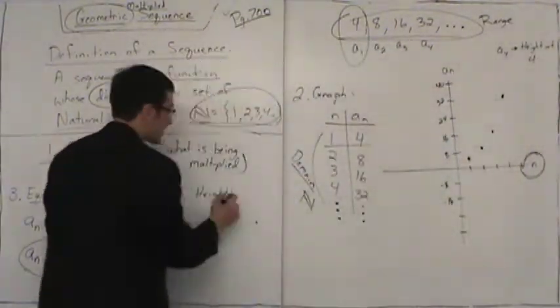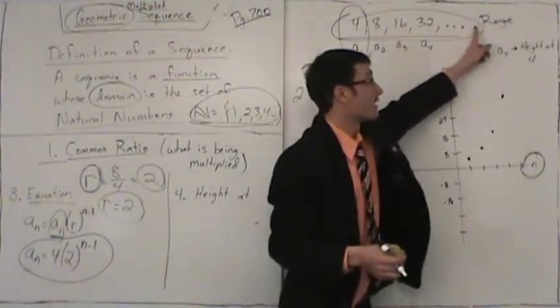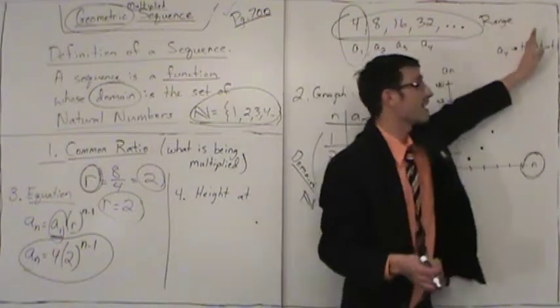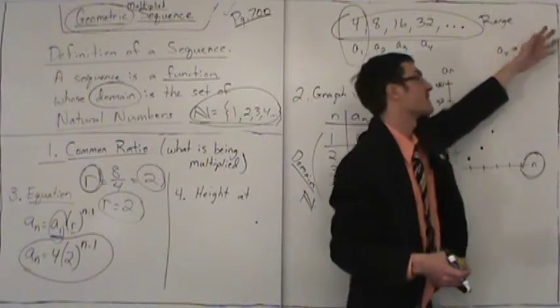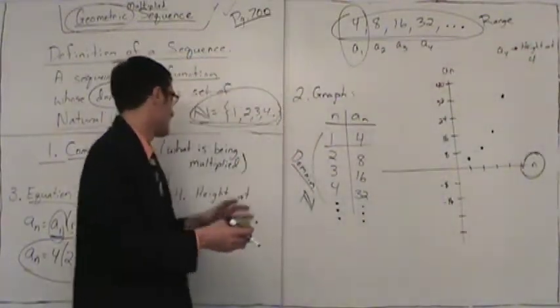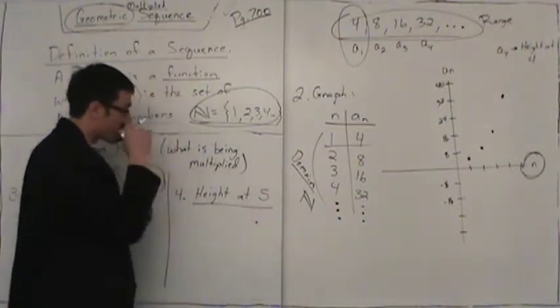So I'm not asking you guys to find height at 50. These heights get huge very, very quickly. By the time you get to the 20th height, you're already in the millions. They're very close to millions at that point. So, let's just say height at 5 for geometric. I want you guys to find height at 5.